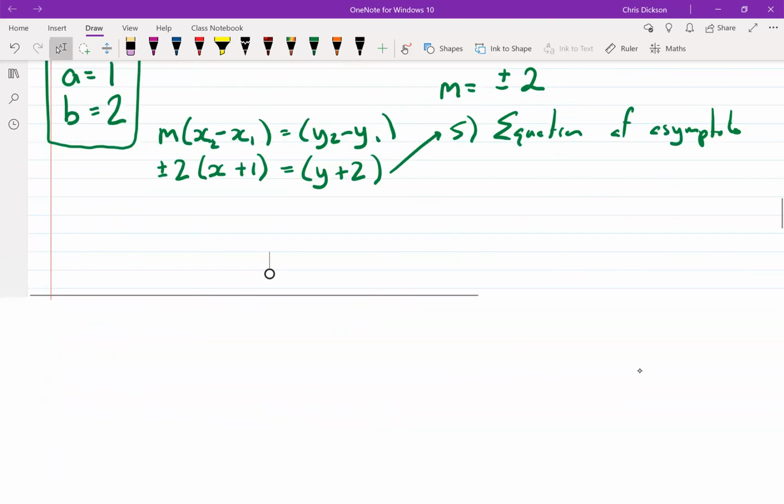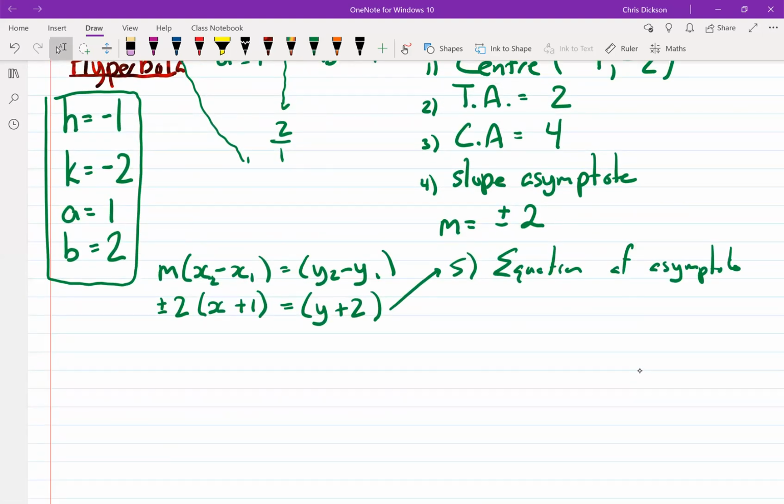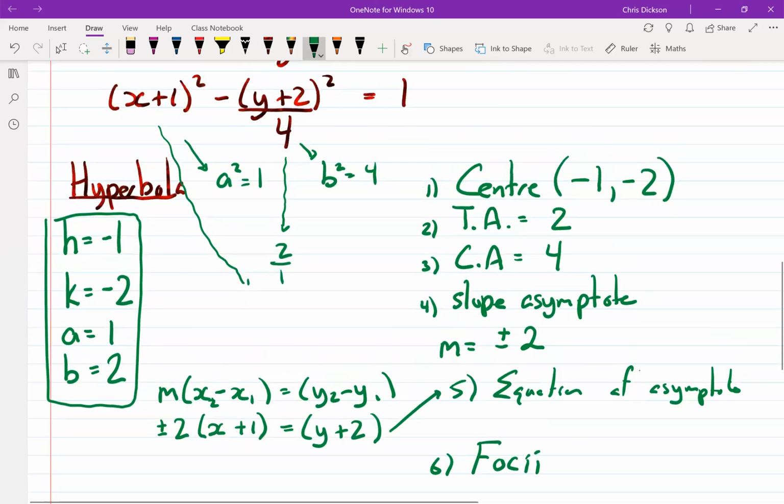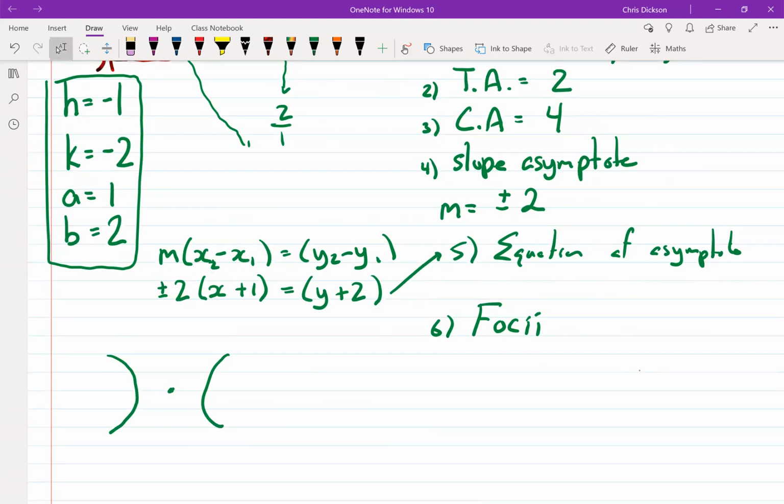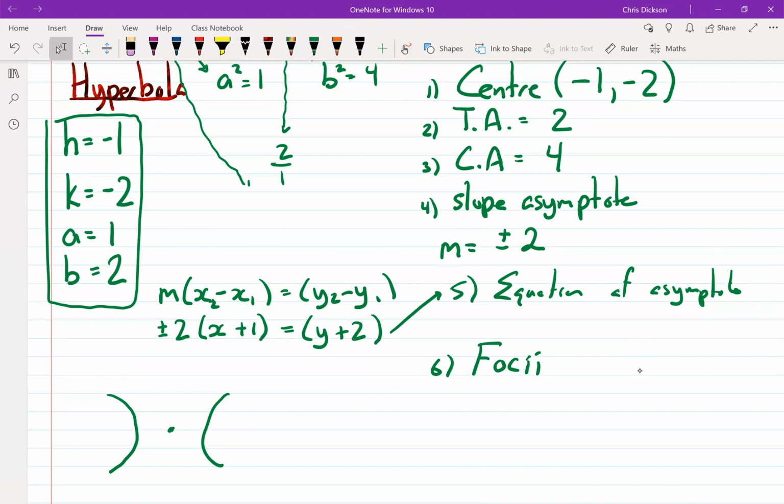And let's just do one last question on this. Sorry, so not to go too crazy here, but let's find the foci. Let's find where the foci are. Okay, so the first thing I would want to make note of is the hyperbola has a positive x value, which means it must open left and right. And I know the center is, what do we say the center was? -1, -2. So notice that the transverse axis would run that way.